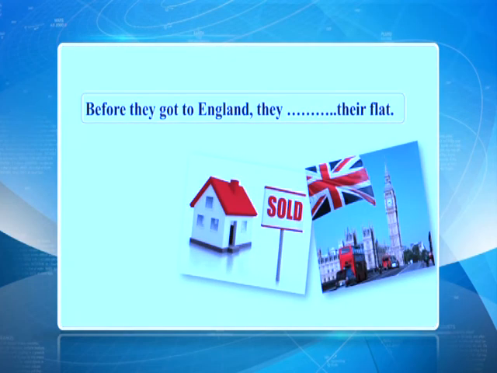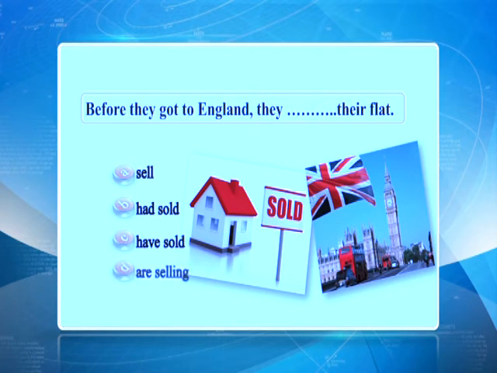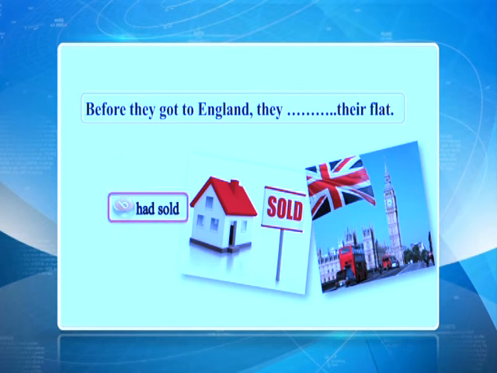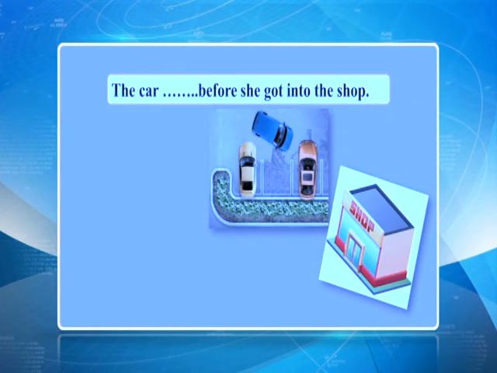Good. We move to the next sentence, which reads, before they got to England, blank their flat. And here are the options. Sell their flat, had sold, have sold, or are selling. Okay, so before they got to England, they had sold their flat. Okay, so first they had sold their flat, and then they went to England.